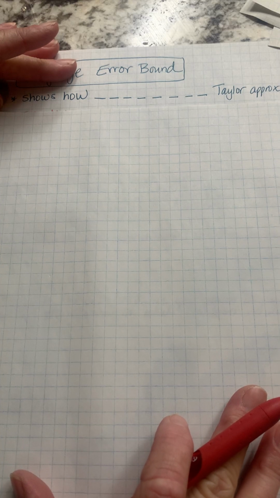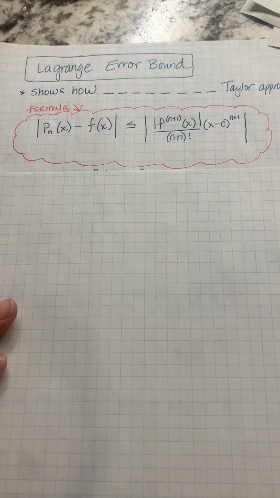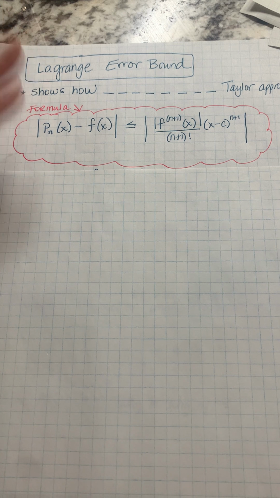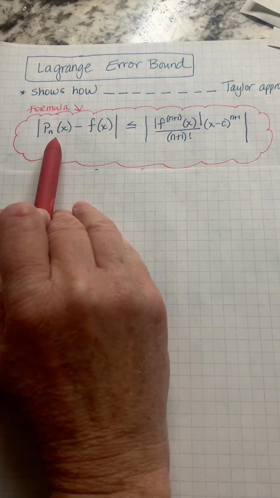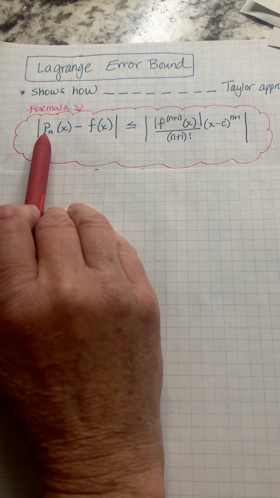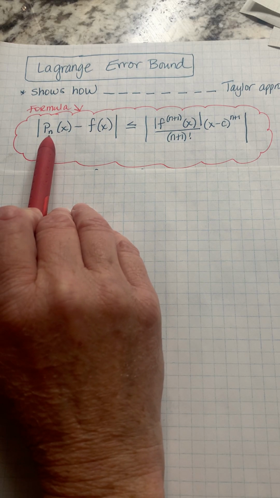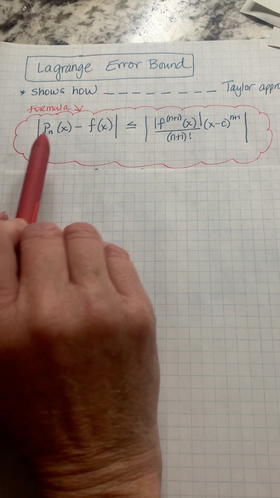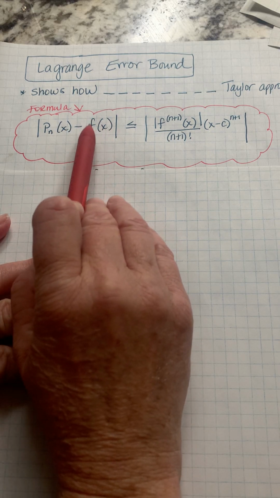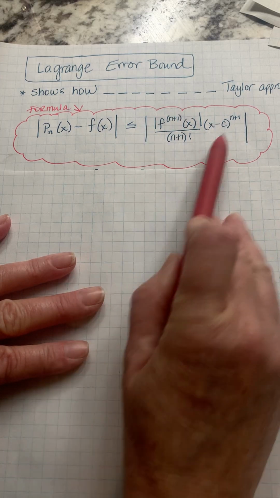It looks bad. Ready? There's the formula. I know that looks awful. I think that's why I've been afraid to teach it all these years. But here we go. P sub n of x is the notation for the Taylor polynomial series. P is polynomial, n is if they want like the third, 3 terms or 4 terms or 5 terms. Minus f of x is the original. So the absolute value of that is less than or equal to this stuff.